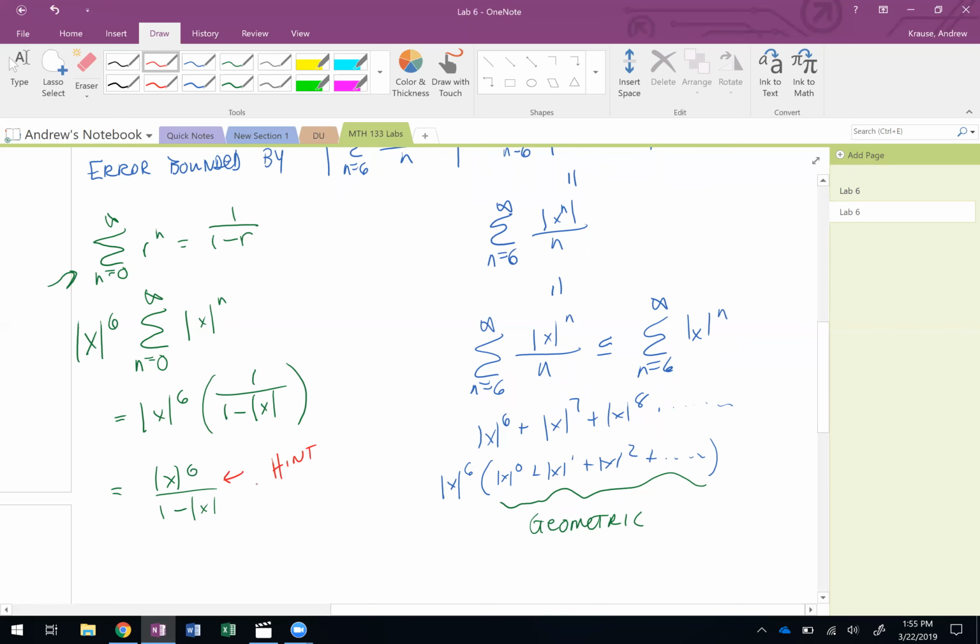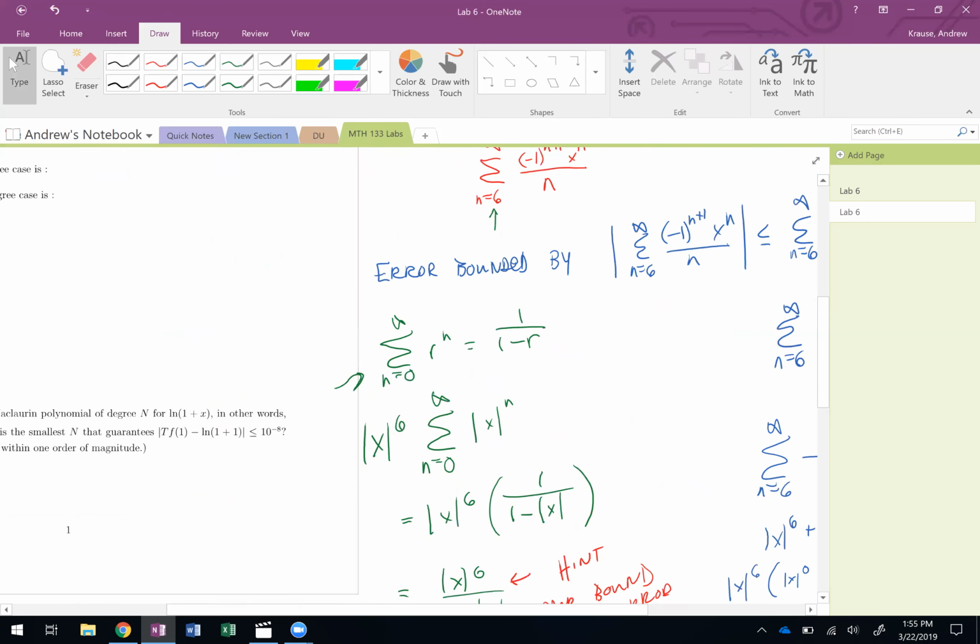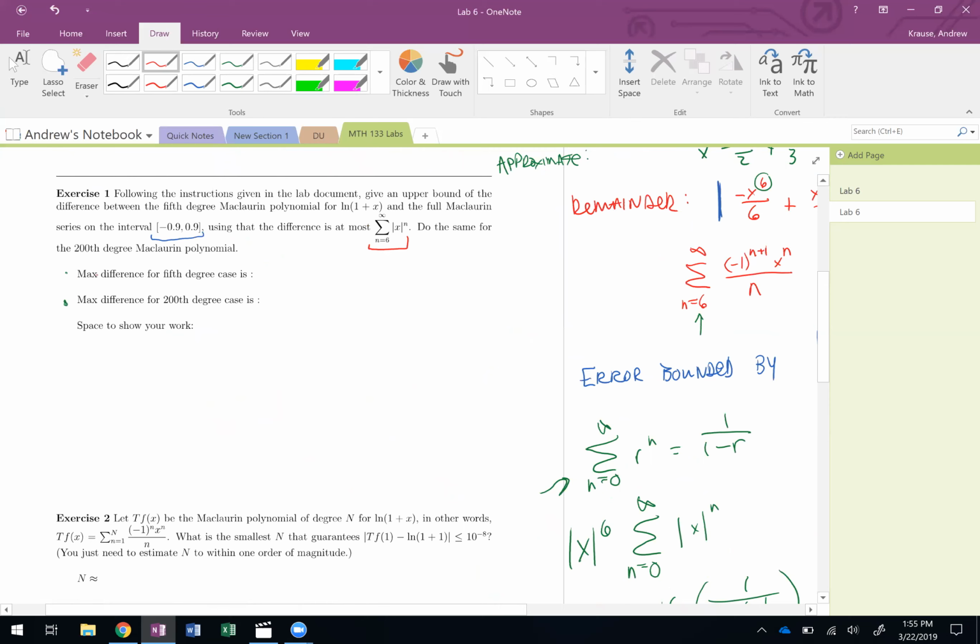This right here, that is my upper bound on my error. Okay, so I'm going to use that expression to calculate my maximum error in the 5th degree case.